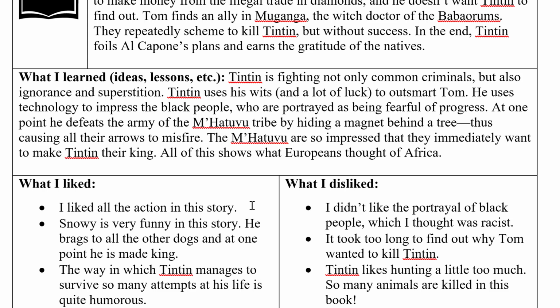Now, this particular report focuses less on life lessons and a little bit more on how the story represents African culture. So in this case, with the story of Tintin, in this story, the locals are tricked by a magnet. They think that somehow Tintin has these mysterious powers to divert their arrows. The locals also believe in a witch doctor, and it turns out that the Europeans like hunting a lot. They seem to kill every animal in sight.